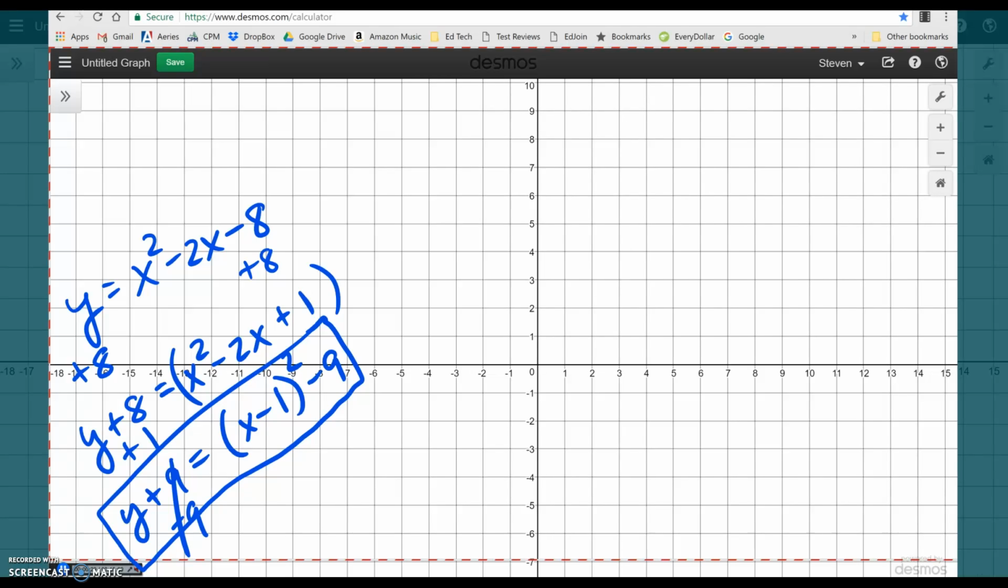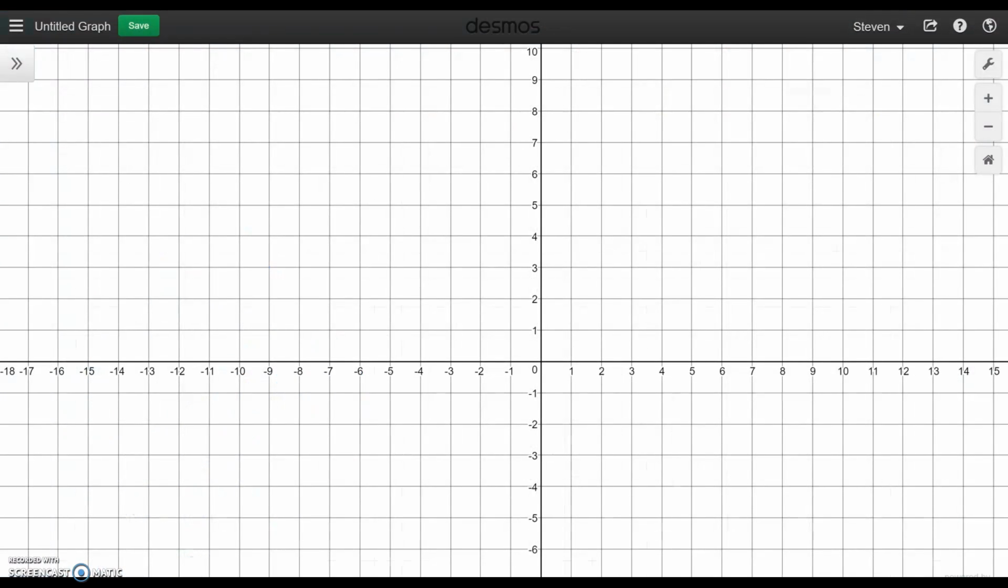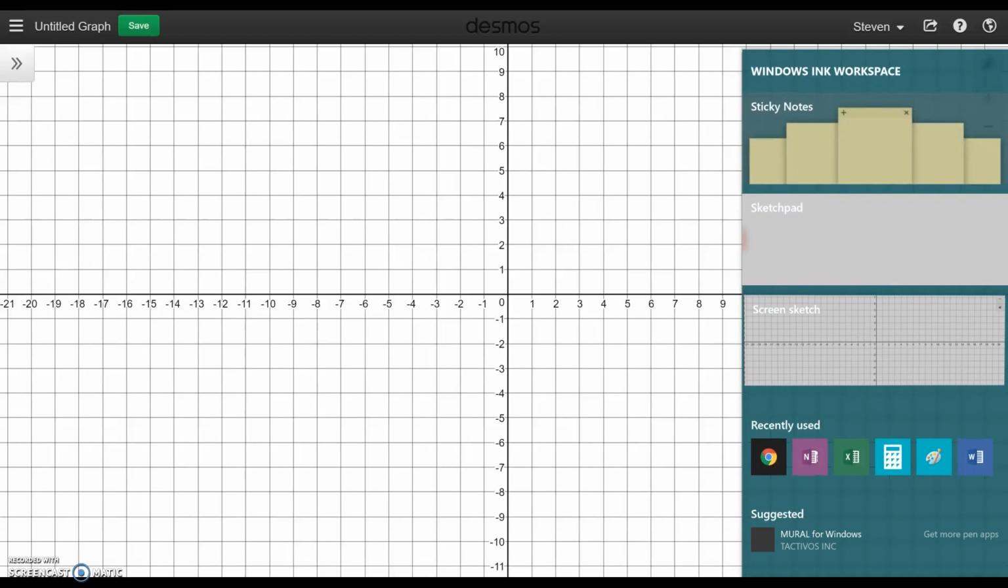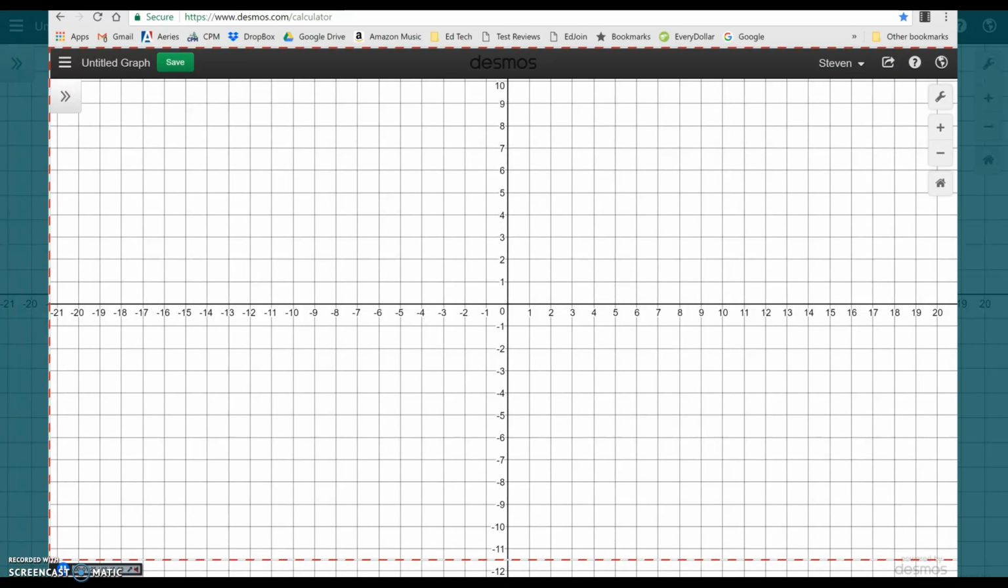Okay, so obviously I didn't leave enough space there, so let me erase and zoom out a little bit. Looks a little bit better. Okay, so the locator point is (1, -9). My a term was 1 as well.